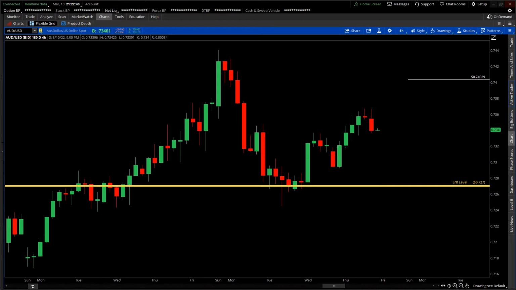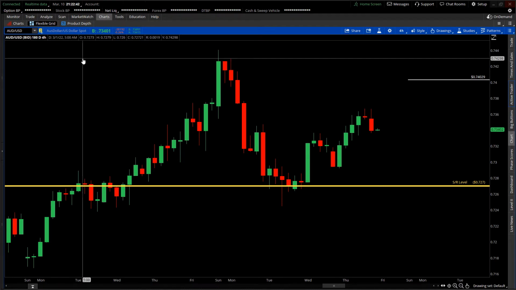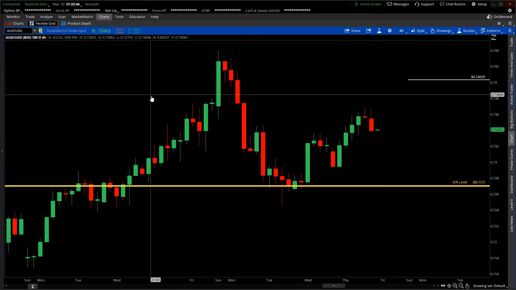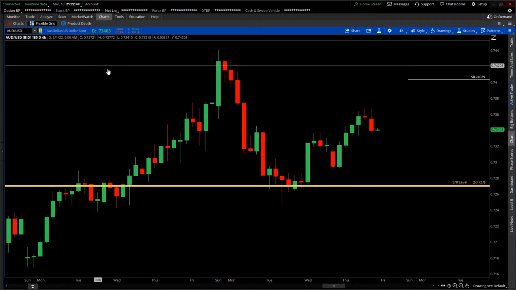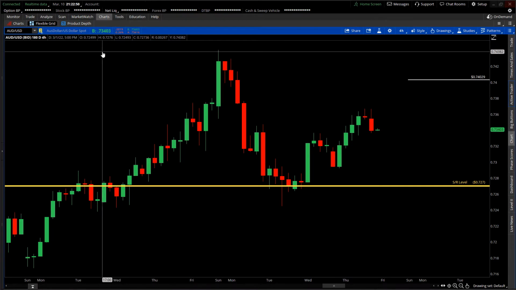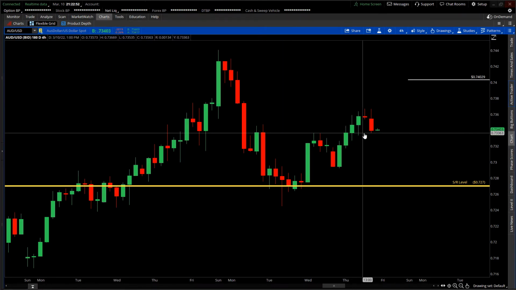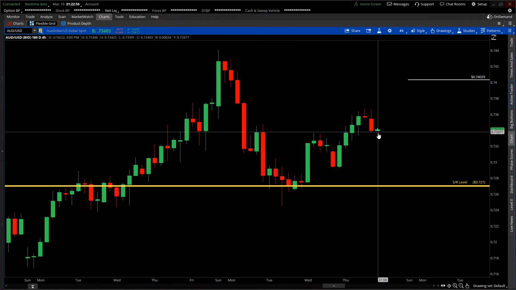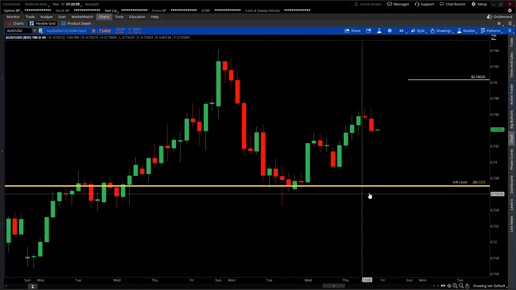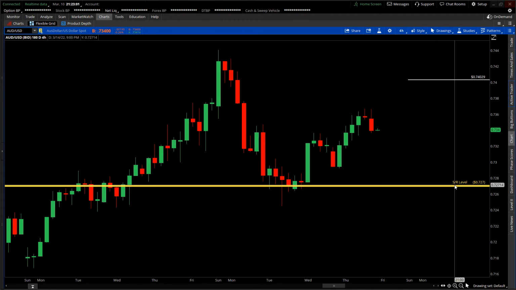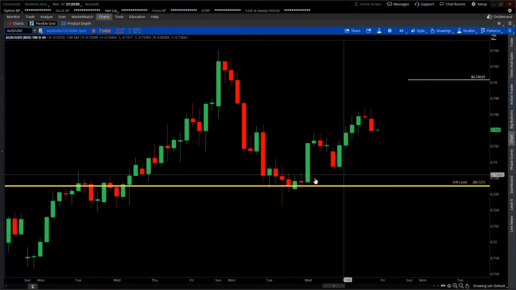Today's Thursday, March 10th, and it's currently 9:22 p.m. Eastern Time. This is the 4-hour chart for the Australian dollar US dollar spot pair, which is currently trading at 0.734. And this is the current 4-hour candlestick. And from this page right here, I'm showing a local support of 0.727.